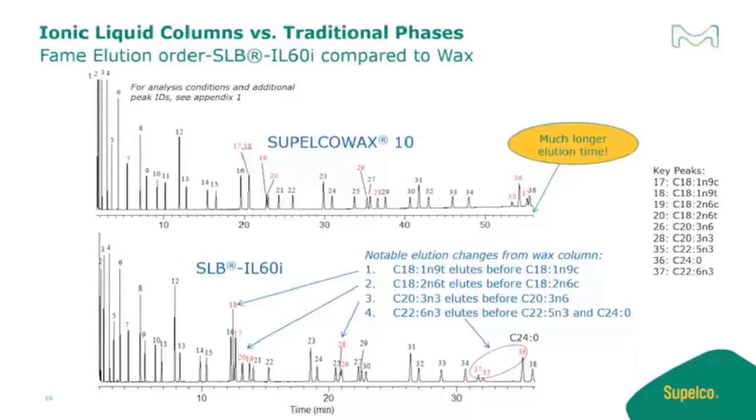And in fact, that particular selectivity makes the wax phase almost look like a highly polar cyanosilicone in the elution pattern of the fatty acid methyl esters. Here's another example which is quite interesting.